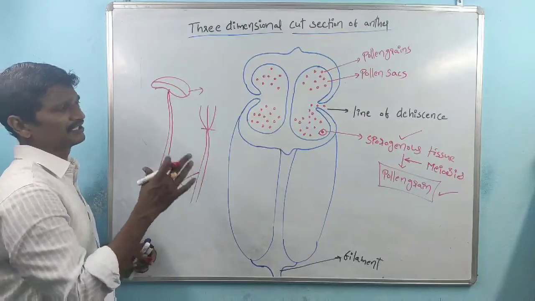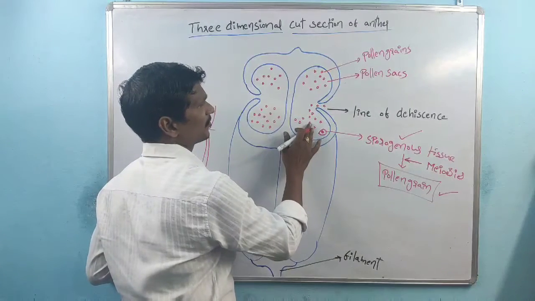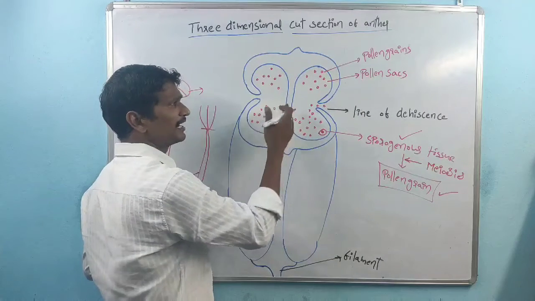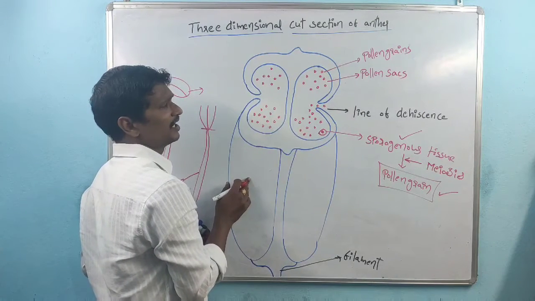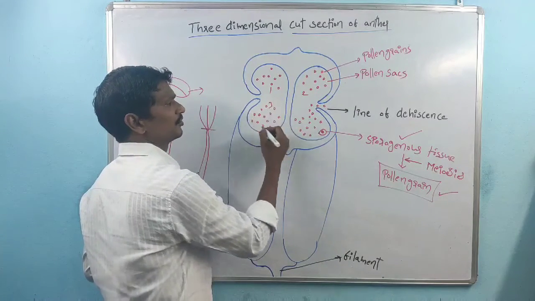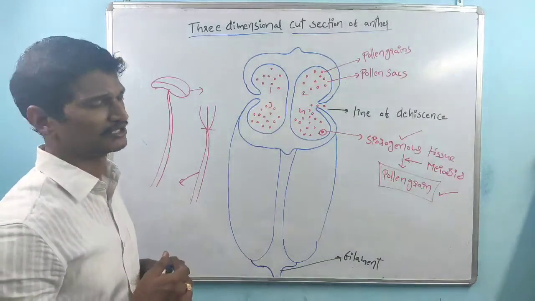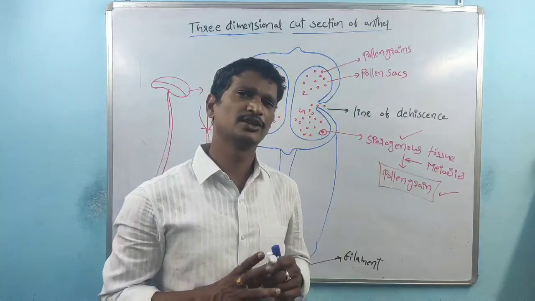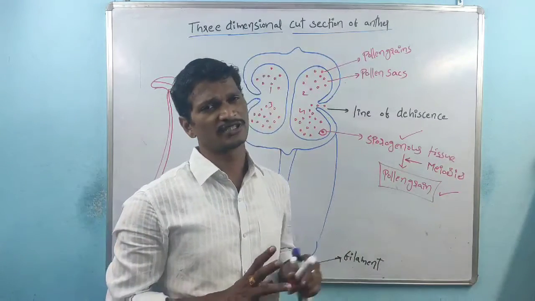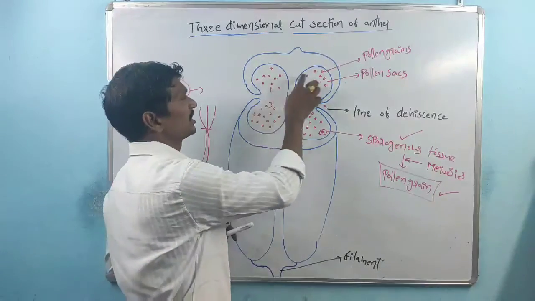So this is one of the cut parts of the anther. The central parts are very important. These are called pollen sacs. This is a bilobed anther. How many pollen sacs are present? This is the first pollen sac, the second, the third, and the fourth. So in a bilobed anther, 4 pollen sacs are present, and all contain sporogenous tissue or microspore mother cells, which undergo meiosis and produce the pollen grains.